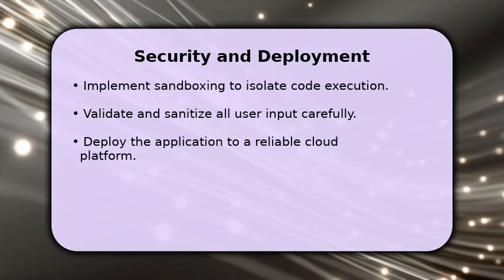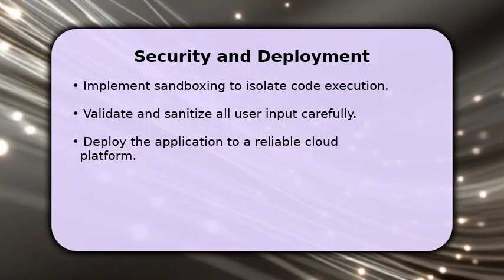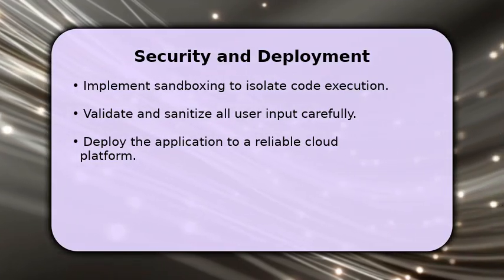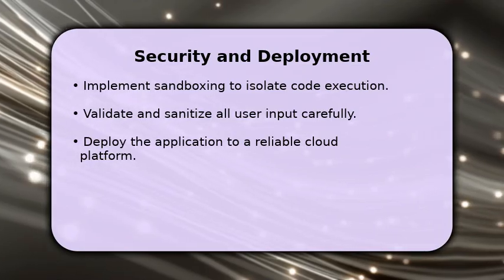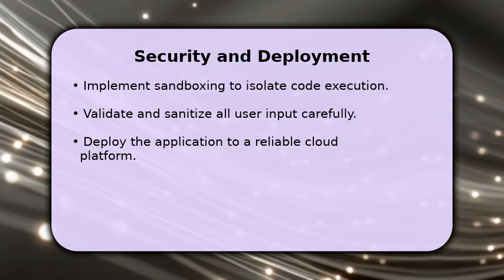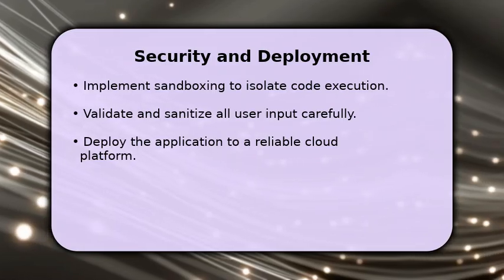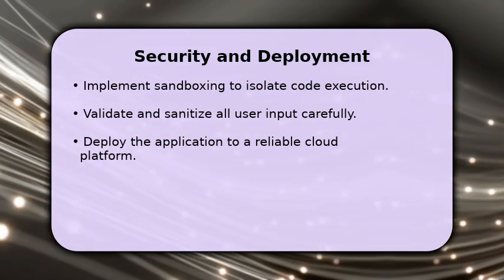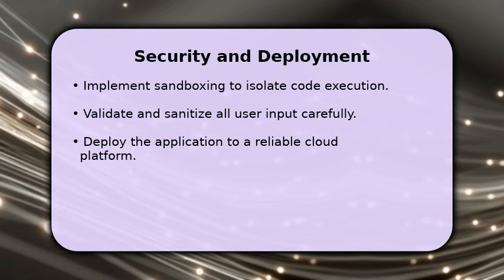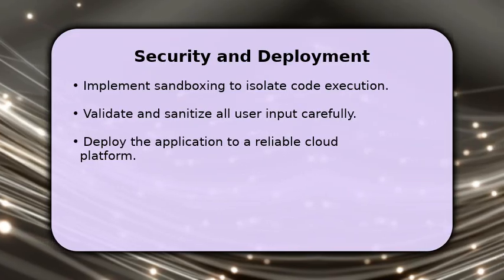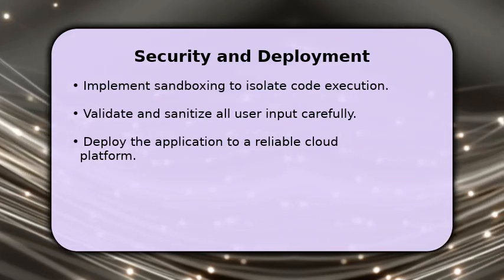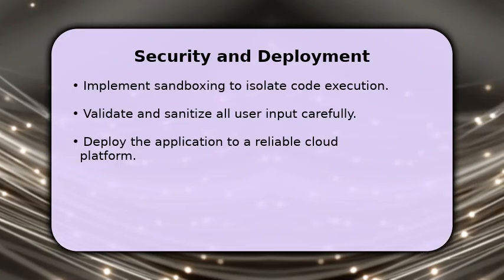Security is paramount for an online compiler. Implement strong sandboxing techniques to isolate user code, preventing it from accessing system resources or harming the server. Always validate and sanitize user input to guard against injection attacks. Once secure, deploy your application to a scalable cloud platform, ensuring high availability. Regular monitoring of performance and security is essential for long-term stability and user trust.